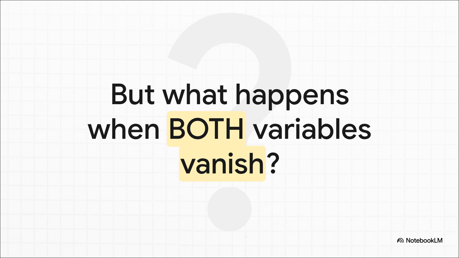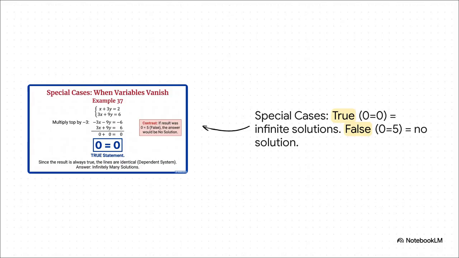But what happens if you go to add the equations together and poof, both variables disappear? What does that mean? This is where we circle right back to those special cases we saw earlier. If you eliminate the variables and you're left with something that's always true, like 0 equals 0, that's the math's way of telling you that your two equations were just two different ways of describing the exact same line. That's a dependent system with infinite solutions. But if the variables vanish and you're left with something totally false, like 0 equals 5, well, that's a flat-out contradiction. It means you were dealing with two parallel lines that were never, ever going to cross. That's an inconsistent system, and it has no solution.